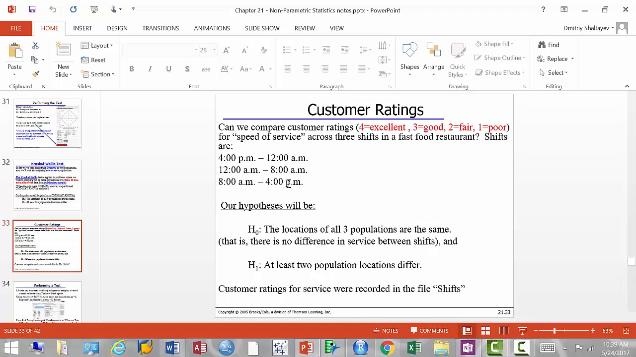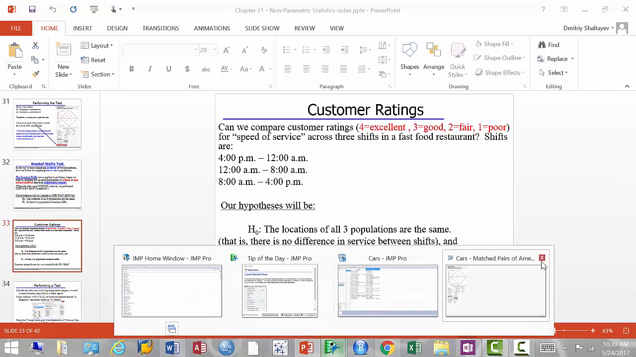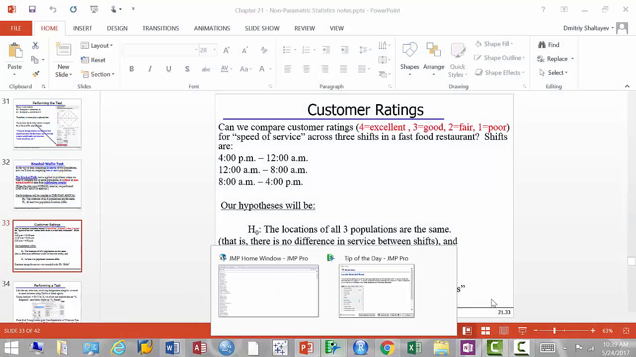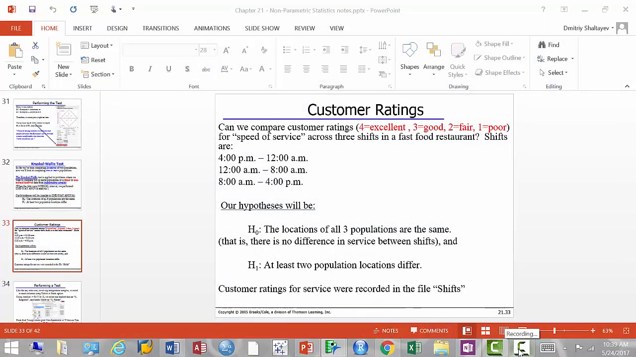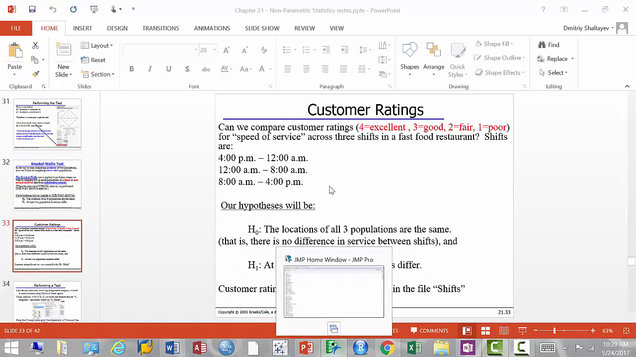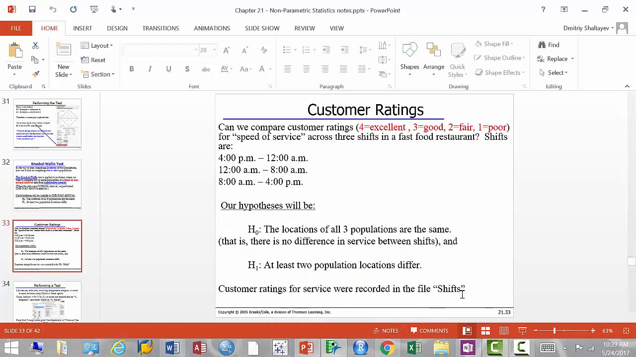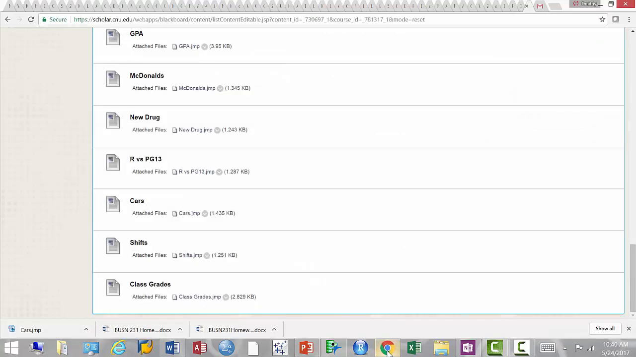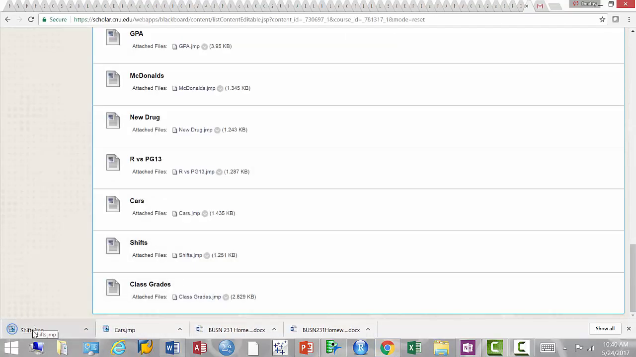So let's take a look at the data. I'm going to close all things that I don't need. Recording, that's good. Okay. So these are the things that I don't need. And let's take a look at the file, shifts. Let's download the file right there, and let's open it up.